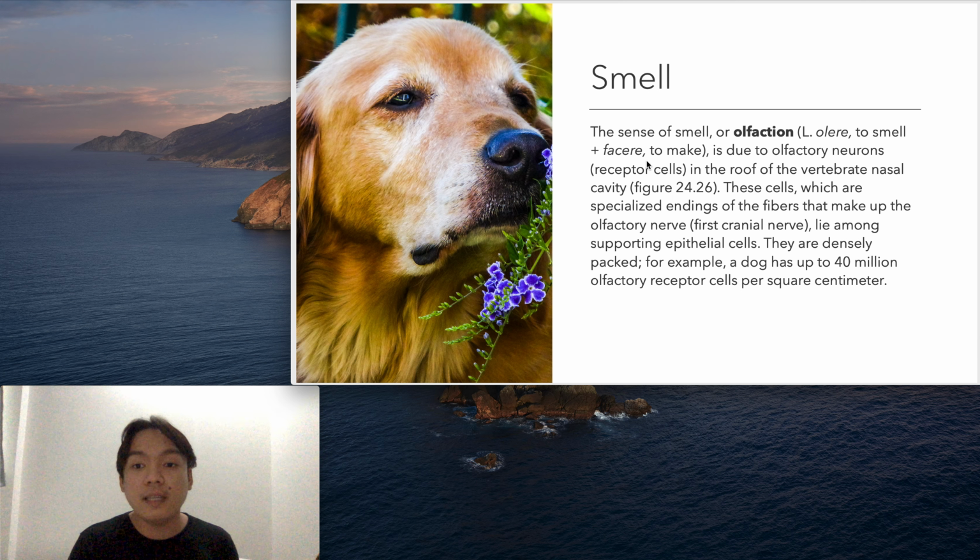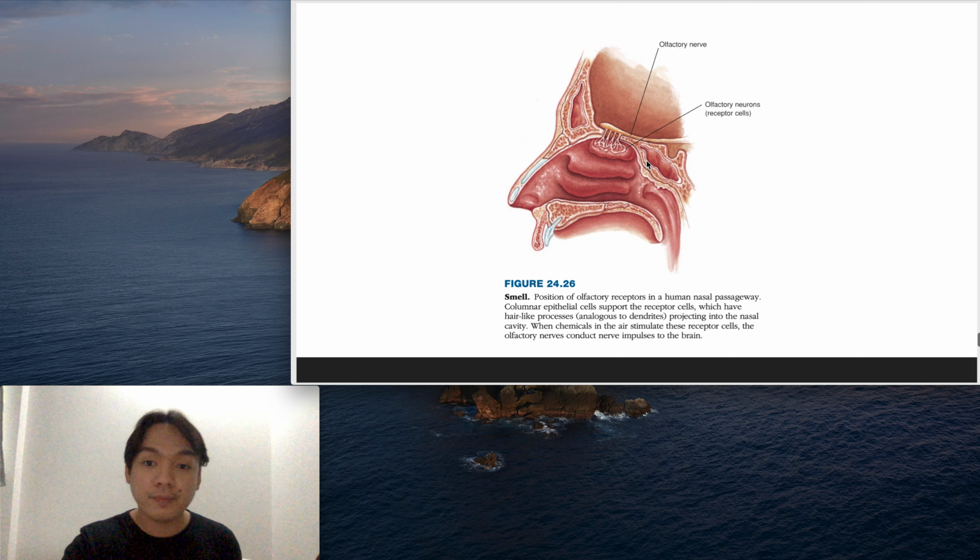For smell, olfaction, we use olfactory neurons in the roof of the vertebrate nasal cavity. These cells are specialized endings of the fibers that make up the olfactory nerve, the first cranial nerve, and lie among the supporting epithelial cells. They are densely packed, and the dog has 40 million olfactory receptor cells per square centimeter. These are the olfactory nerves and olfactory receptor neurons in the human nasal passageway.